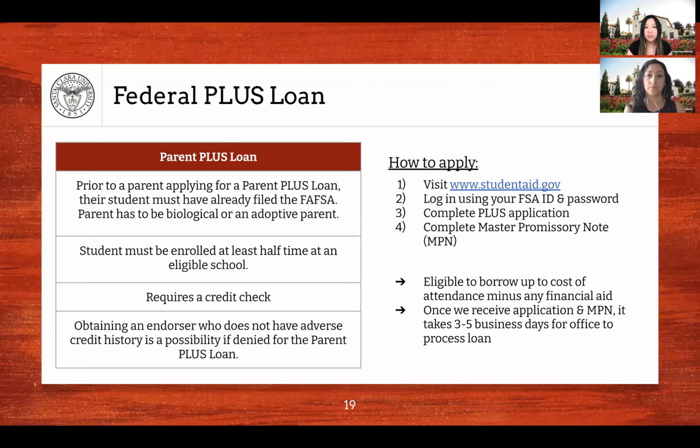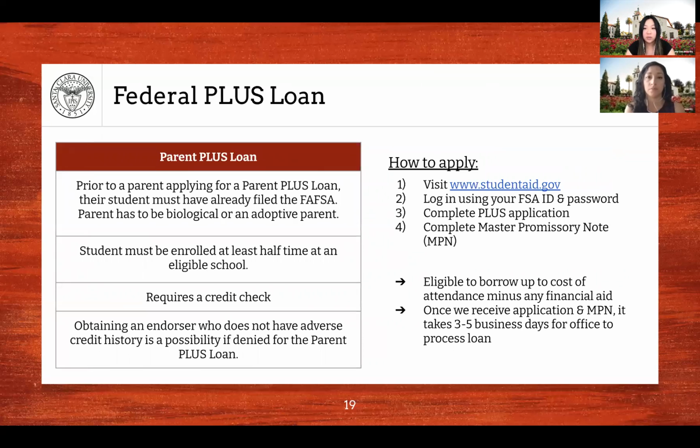And then we have the Parent PLUS loan, which the parent would apply for on behalf of the student. There must be a FAFSA on file, and the student must be enrolled at least half-time, which is 6 units or more here at SCU, and it is a credit-based application. To fill out the Parent PLUS loan application, you would go to studentaid.gov, create an account, and then fill out the application and do your master promissory note, which you only have to do once.